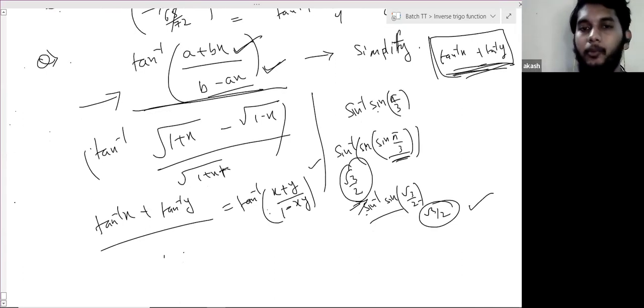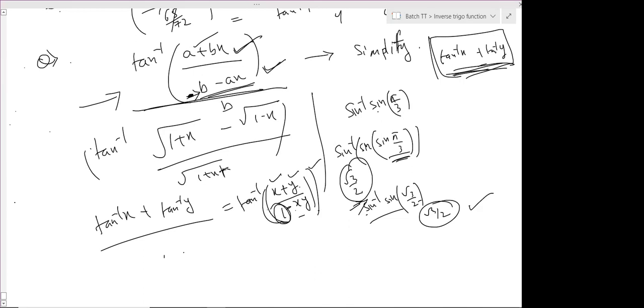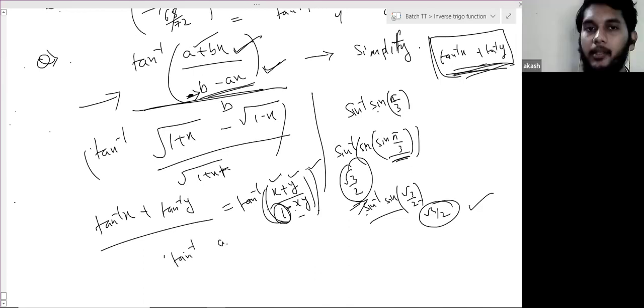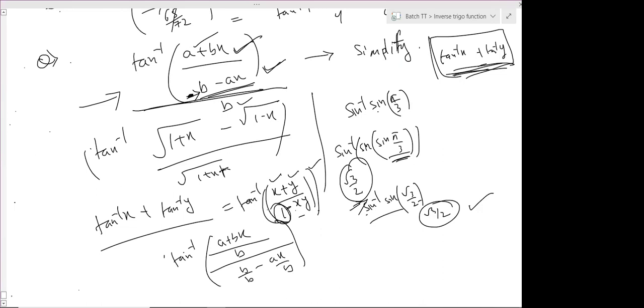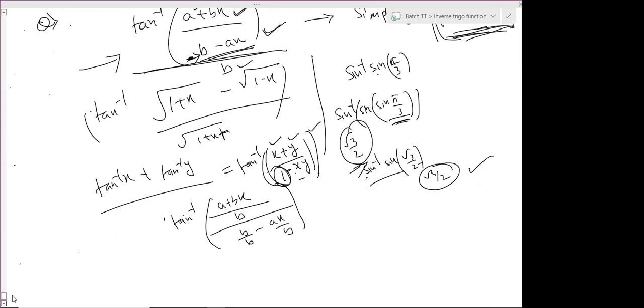How can we do that? We have to make this format: something plus something upon 1 minus the same things' multiplication. But we don't have this here. How to solve this type of question? We have 1 in this part, right? 1 here, but not here. So how to make that 1? We can divide by b. So tan inverse of a plus bx, if we divide by b here, then we have to divide by b in the numerator also. So b upon b minus ax upon b. Is this clear, both of you? Yes, sir.